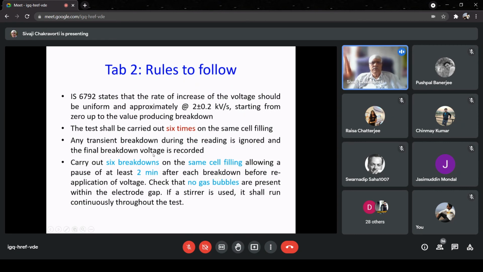Rules to follow, this is very important. Again, as per Indian standards, as I said, we have to increase the voltage at a steady, uniform rate. But then you can ask me, what is that rate? Well, the answer is given in IS. That is 2 kV per second plus minus 0.2 kV. So it could be 1.8 kV or 2.2 kV, starting from 0 up to the breakdown.